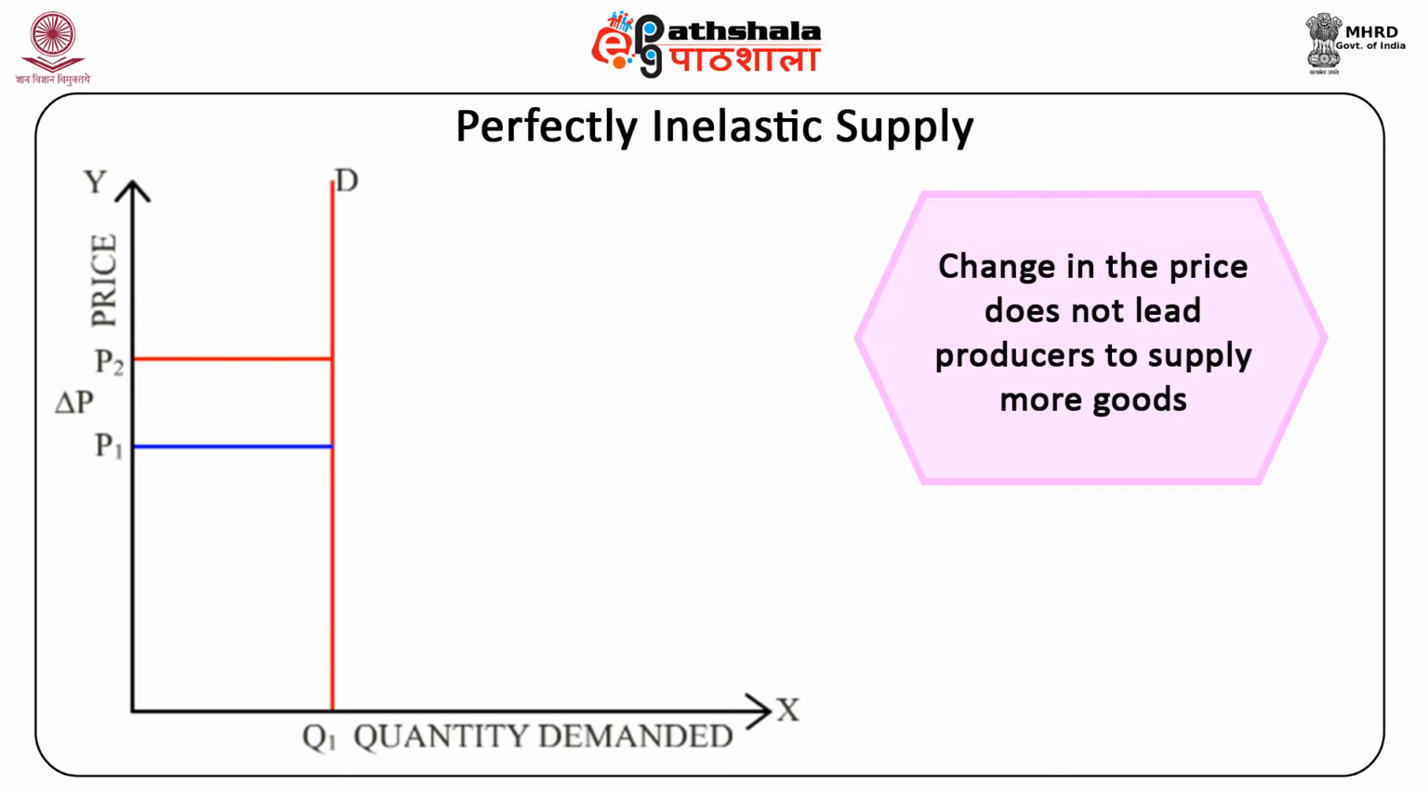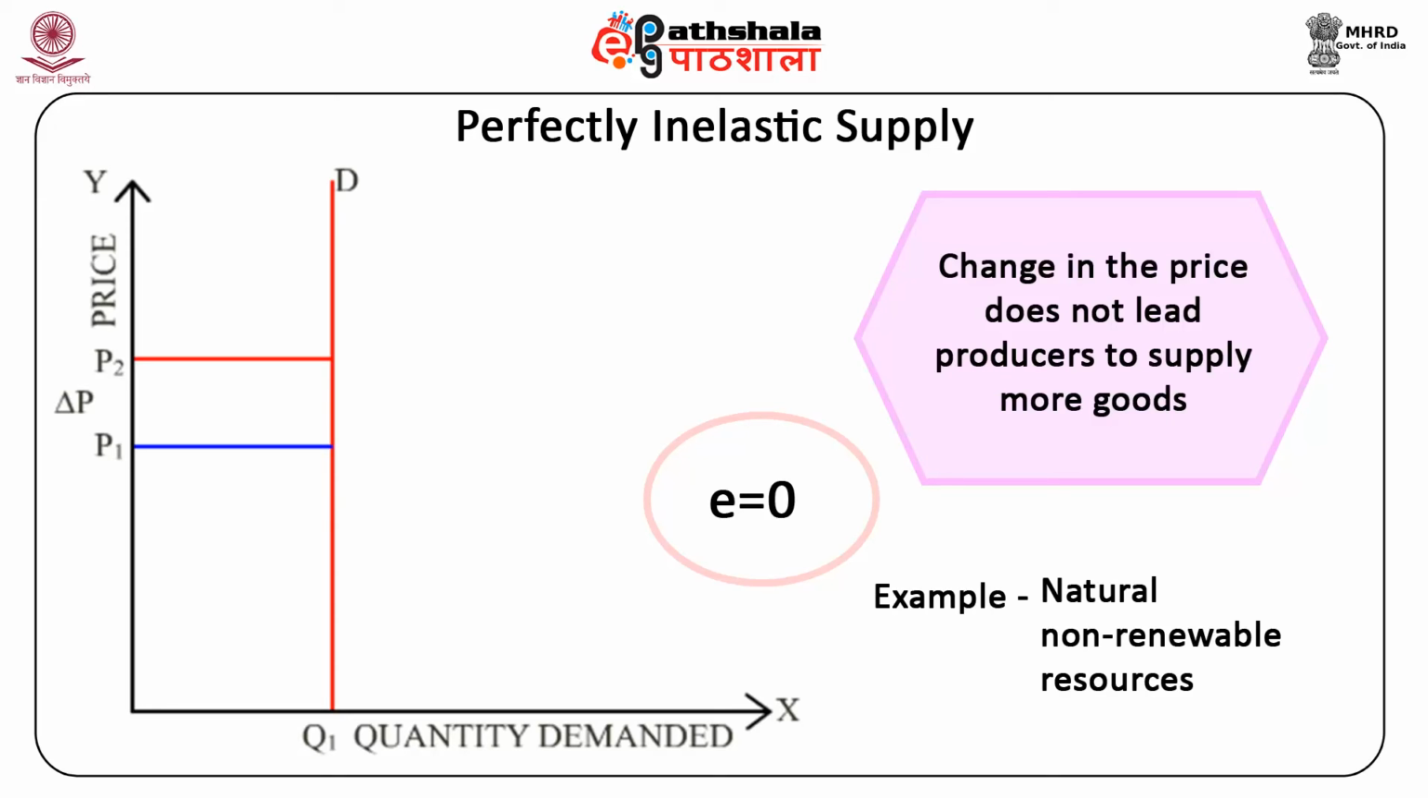Perfectly inelastic supply. Where a change in the price does not lead producers to supply more goods, the elasticity of supply is said to be zero and the supply curve is vertical as shown here. This holds good for natural resources that are non-renewable.